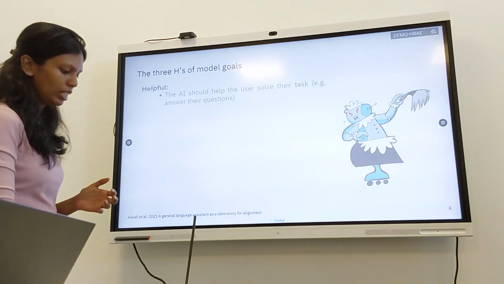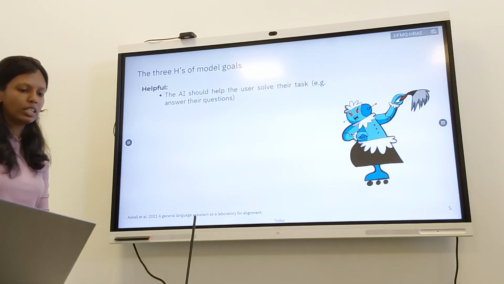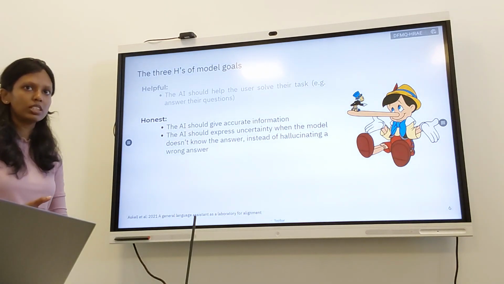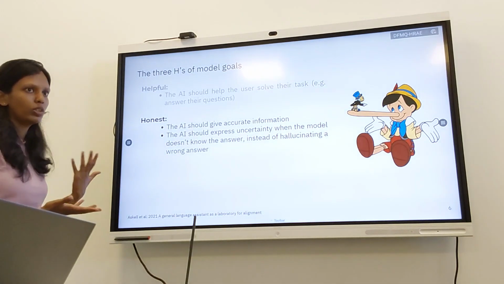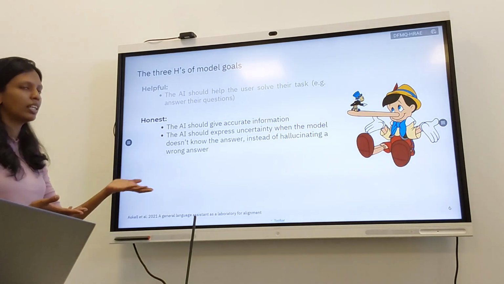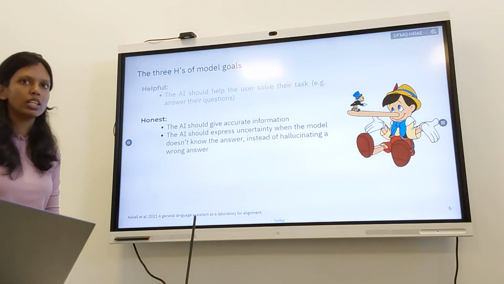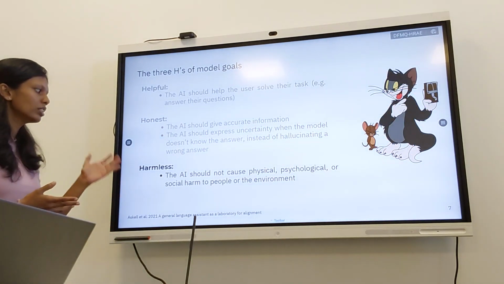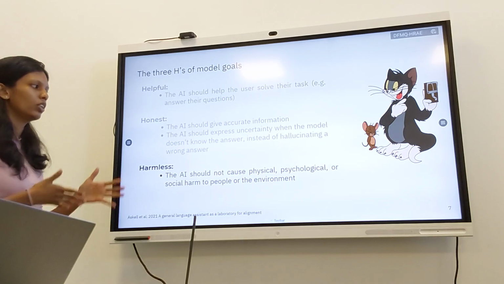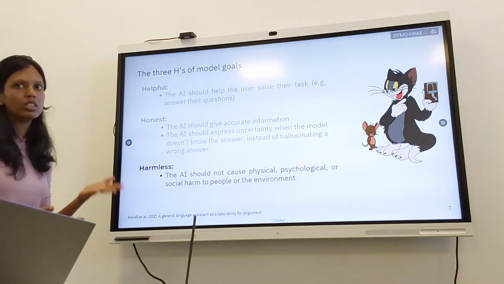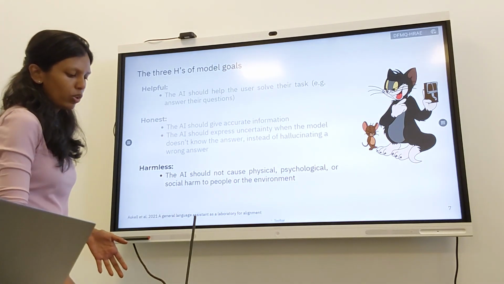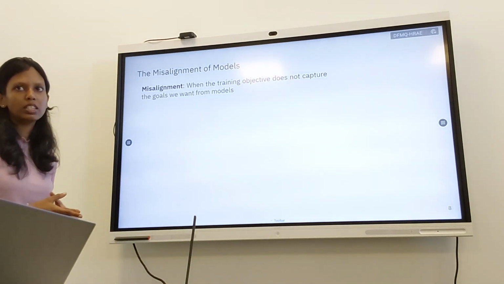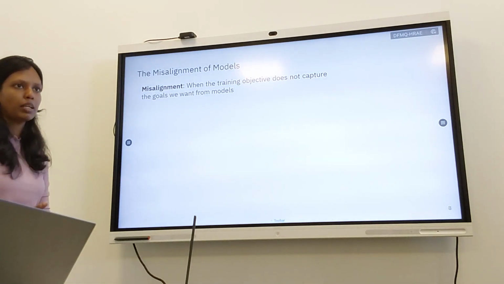The first one is it should be helpful to the user, and then it should be honest. It should give accurate information, and in the cases where it does not know the exact response, it should say that I don't know instead of hallucinating the wrong answer. And also it should be harmless. It should not cause any physical or psychological damage to the user or the environment. So in cases where a language model fails to achieve these three goals, we say a misalignment happens.